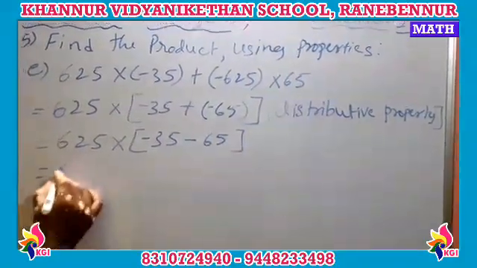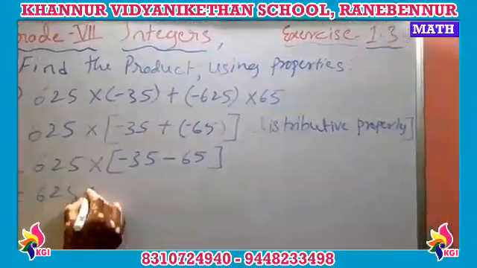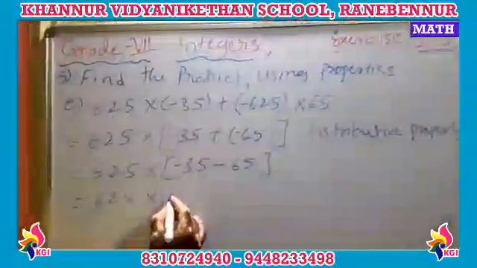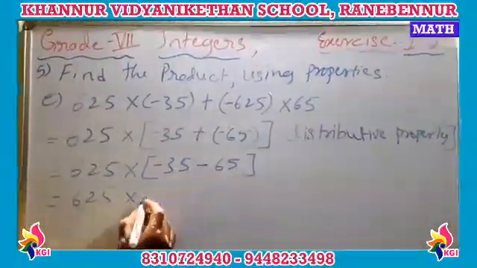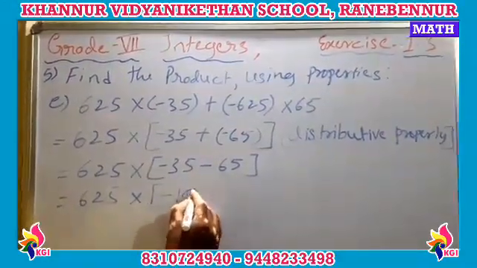So the next, 625 as it is, and the bracket becomes minus 35 minus 65. Add them. Why? Because both are negative integers, right? So we are going to get minus 100.